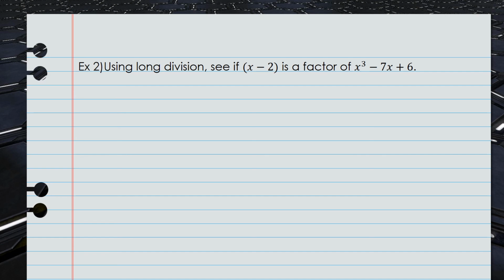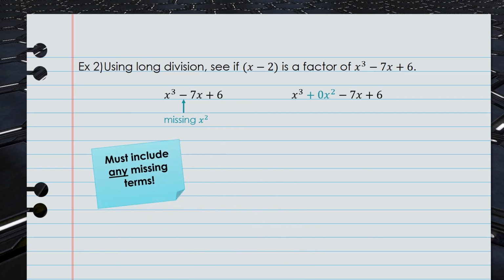Example 2, using long division, see if x minus 2 is a factor of x cubed minus 7x plus 6. Now look at the expression x cubed minus 7x plus 6. What do you notice? Notice it's missing the x squared term. We have to include all the terms, so we must rewrite it. The rewritten form would be x cubed plus 0x squared minus 7x plus 6. So make sure you always include any missing terms. Now we're ready to do the division, so let's set it up.